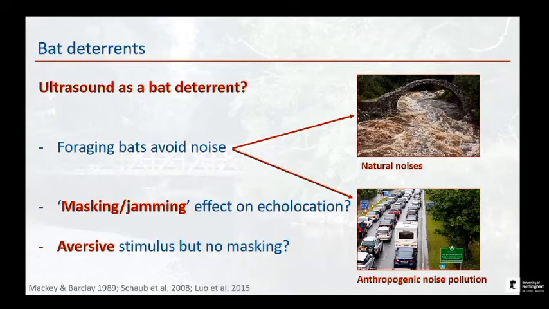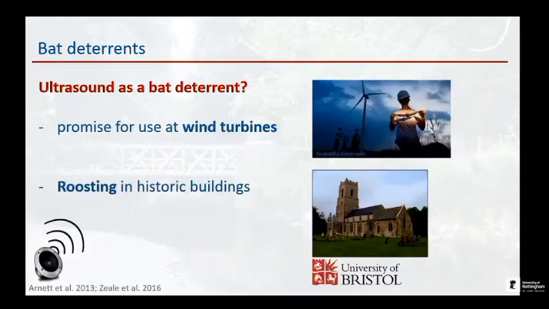The mechanism for why this noise is causing a deterrent effect has been hypothesized to be either a masking or jamming effect on echolocation. So the noise actually masks the bat's ability to hear the echoes coming back from their echolocation calls from targets, or maybe even from prey-generated noises such as rustling on leaves. But it also could just be that it's an aversive stimulus, so a stressful stimulus, like a lot of animals produce a stress response to certain types of noise. So these are the two mechanisms behind how this acoustic deterrence might be working.